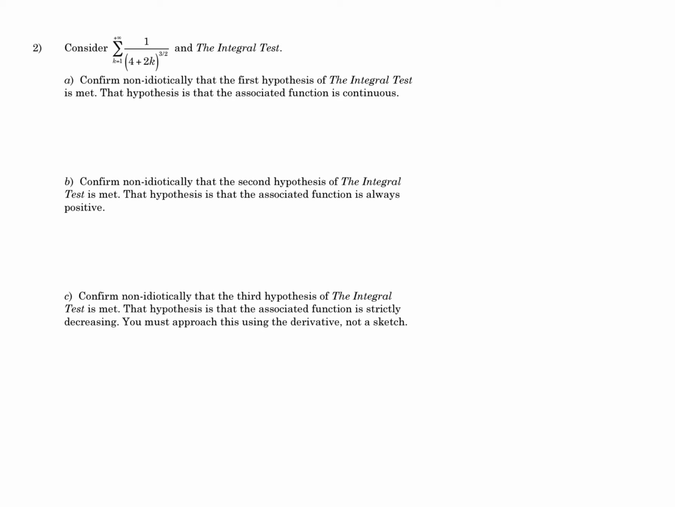In any case, the 3 hypotheses in a nutshell, which I restated in every subpart, are that the function is continuous, always positive, and strictly decreasing. And I mean, solve it like a calculus nerd, look at the derivative. All right, so part A, the function is continuous. If we look at what we call the associated function, which is simply a variable swap from x to k, we have 1 over (2x plus 4) to the 3 halves.